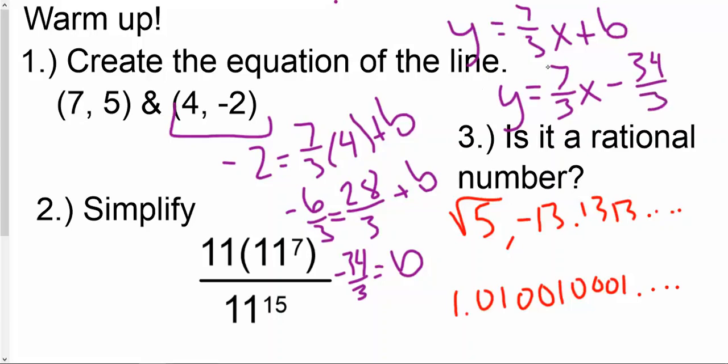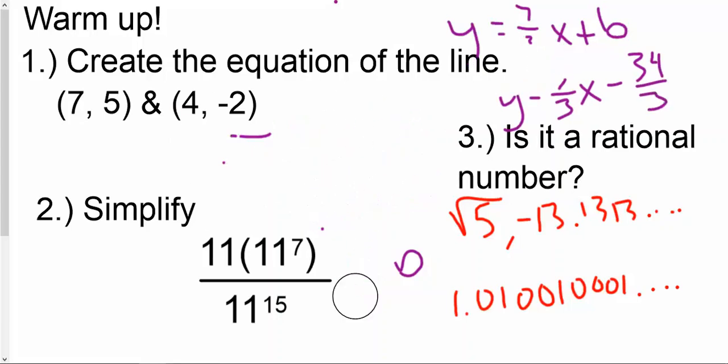Okay, for the second one, we're going to try to simplify this out, which means that we are going to have to first combine our numerator. So this 11 does not have a power written there, so it has the assumed power of 1. So this becomes 11 to the 1 plus 7, which would be 11 to the 8th.